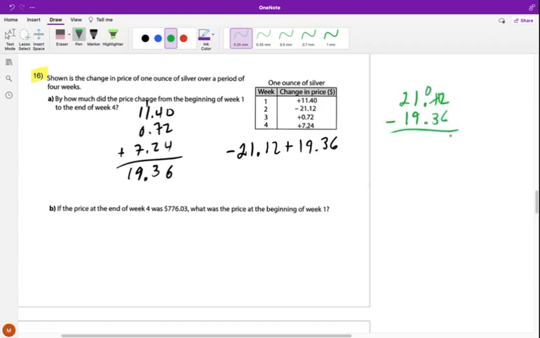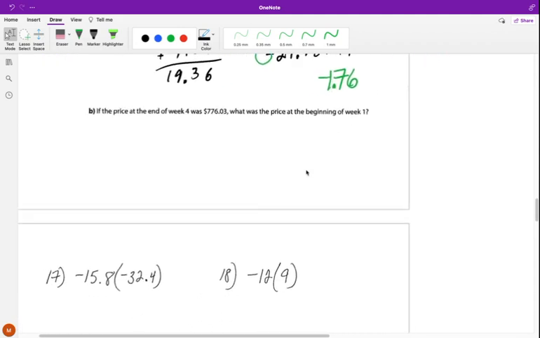We borrow, this gives me 12 minus 6 is 6. Borrow, so 10 minus 3 is 7. Borrow, so 10 minus 9 is 1. The larger number was negative, so that means our answer was negative $1.76. So it means from week 1 to week 4, the price decreased.